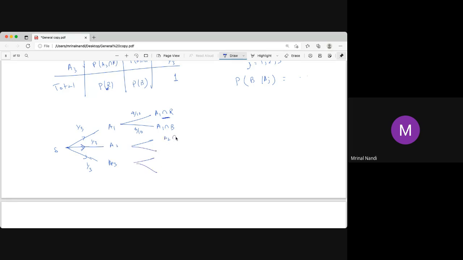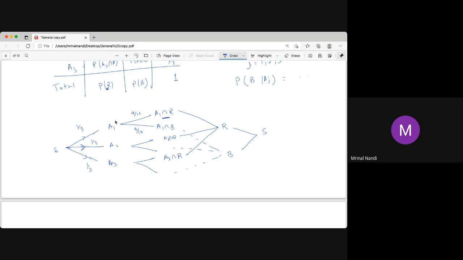A2 intersection R, and here A3 intersection R. Now you can just collect all these things, you'll get R. And if you collect the other 3, you'll get B. Now these probabilities are given to you on this left side. This is called the prior probability, and this is called the posterior.